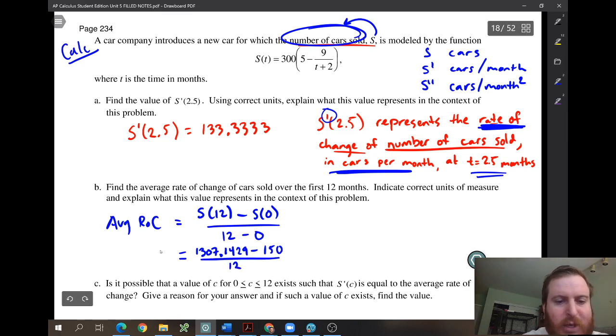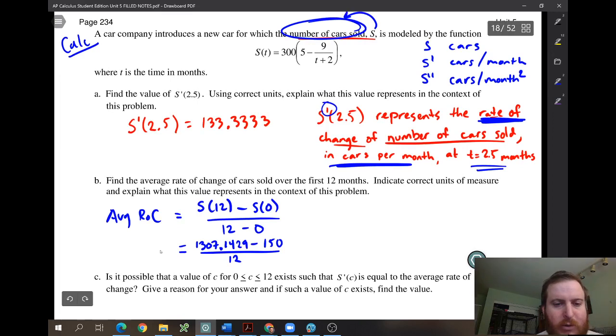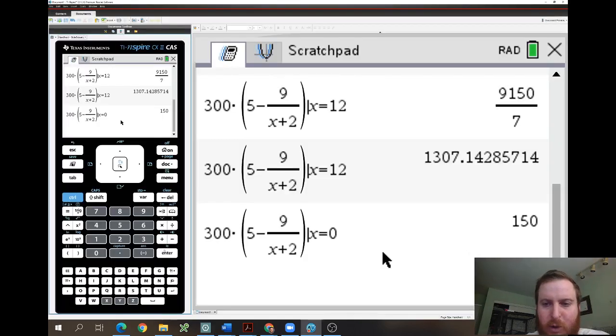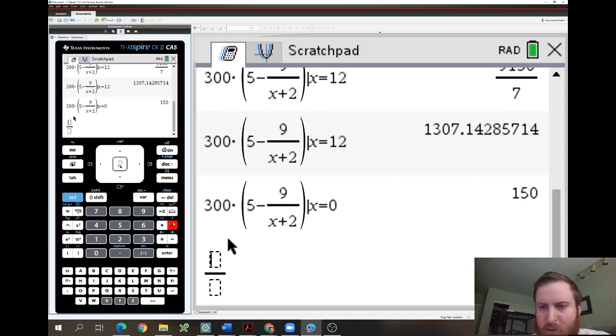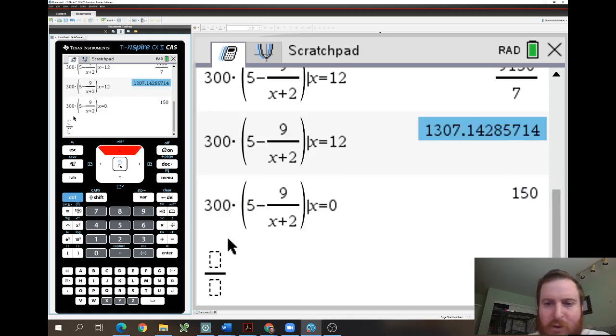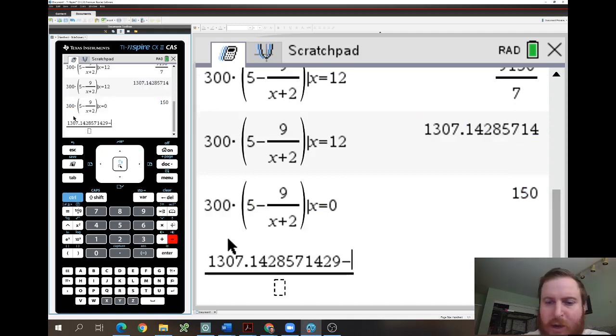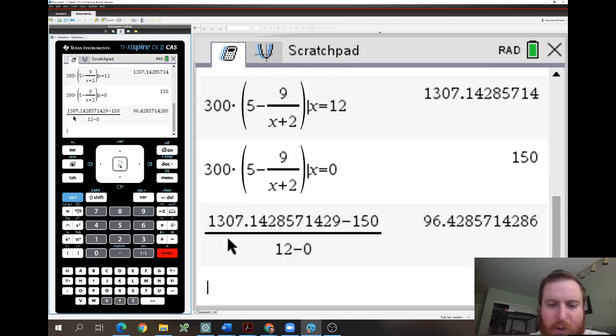Make sure that you keep your order the same, right? If I put 12 first, I need to put S of 12 first. If I put 0 first, I need to put S of 0 first. So we'll just do that math out. We want to do control divide, right? And we can just come up here and grab this. You can come up here and hit enter and it'll bring it right down. That way you don't have to retype it. Come up here and hit enter, bring it down over 12 minus 0. You can just put 12 if you want to.